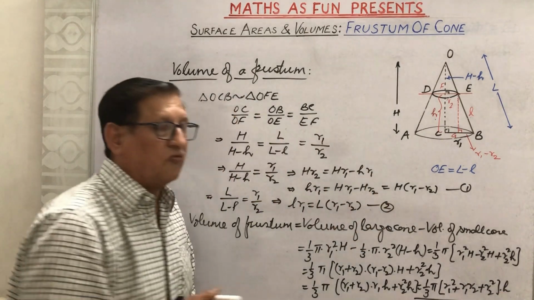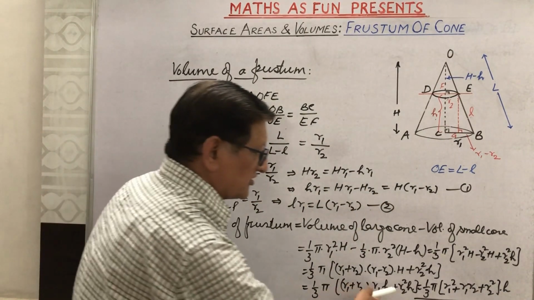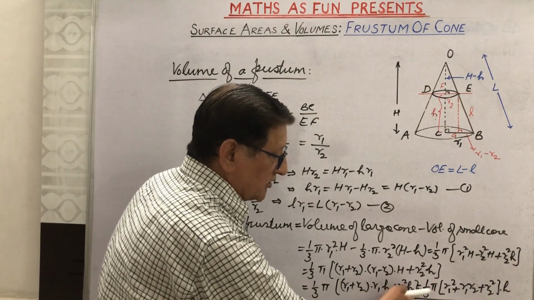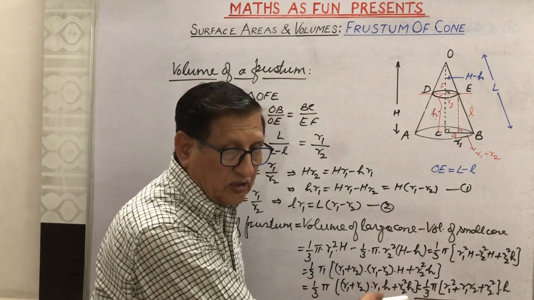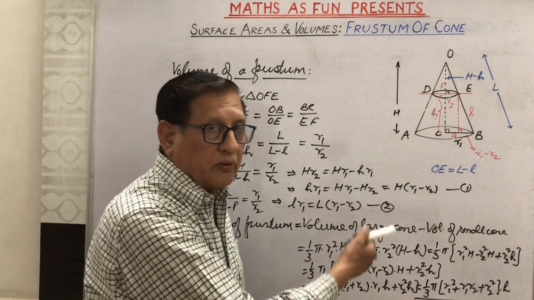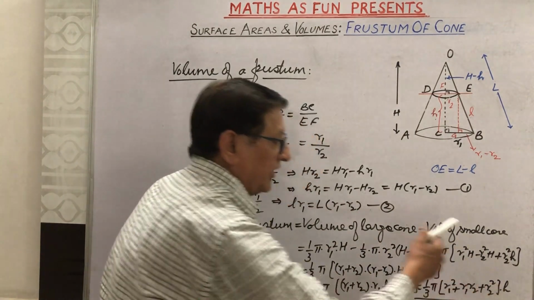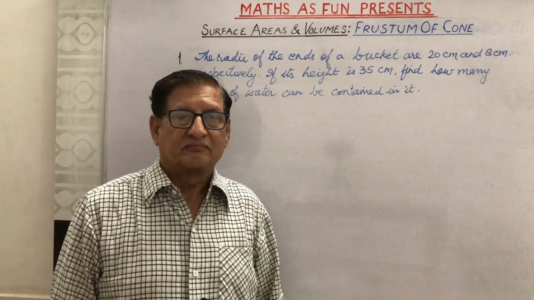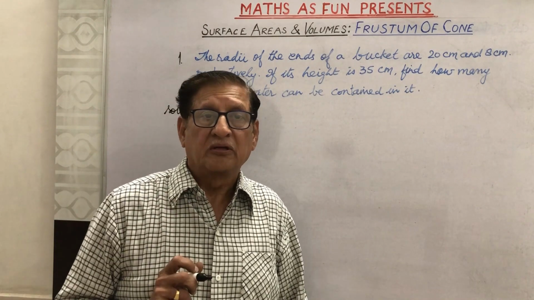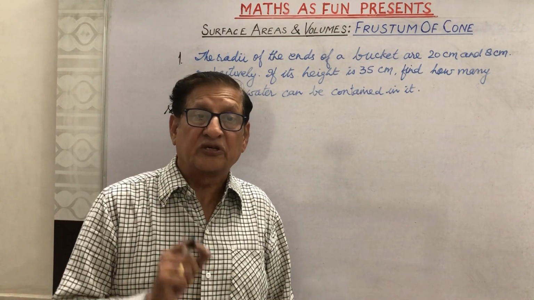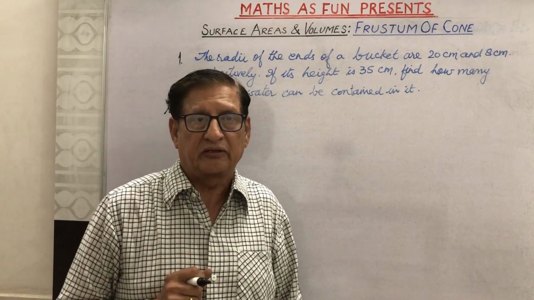This is the volume of the frustum. So the volume of the frustum can be obtained by 1 by 3 into pi into R1 square plus R1 into R2 plus R2 square into H, that is the height of the frustum. Now after learning about the concept, we will discuss some of the examples where these formulae can be applied.